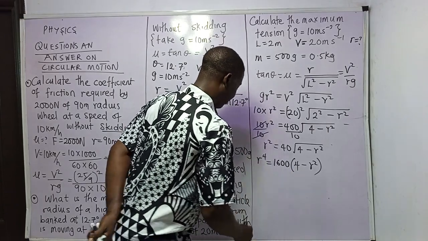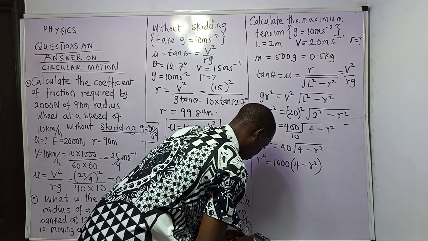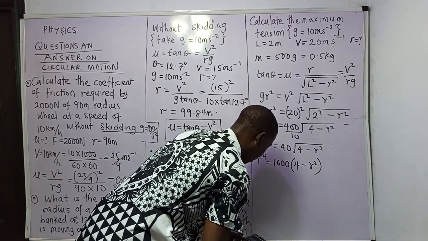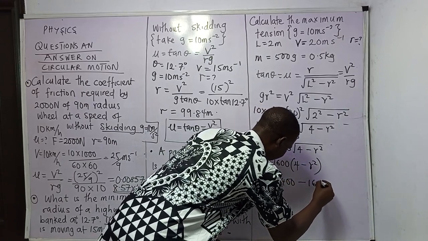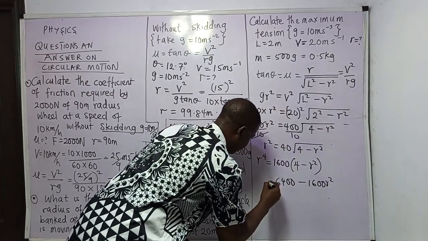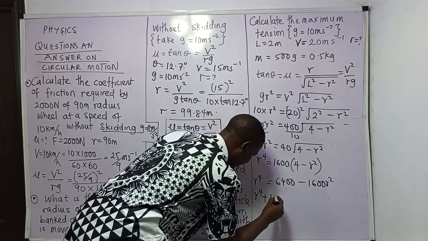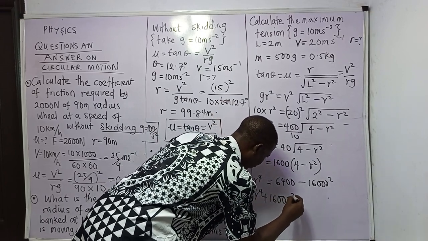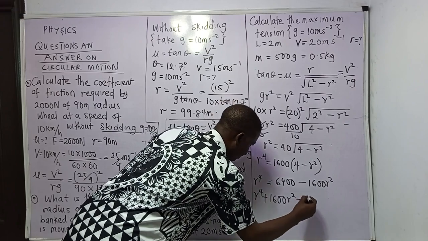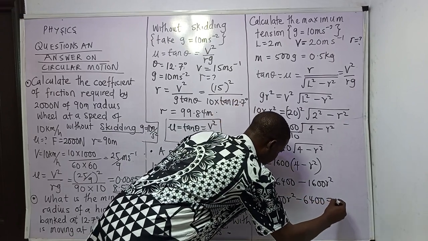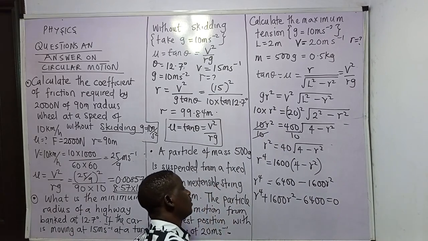So what do we have now? We're going to have this one times this. That is 1600 times 4, which is 6400, minus 1600 R square, equal to R to the power 4. So take this one here, we will have R to the power 4 plus 1600 R square minus 6400 equal to 0.